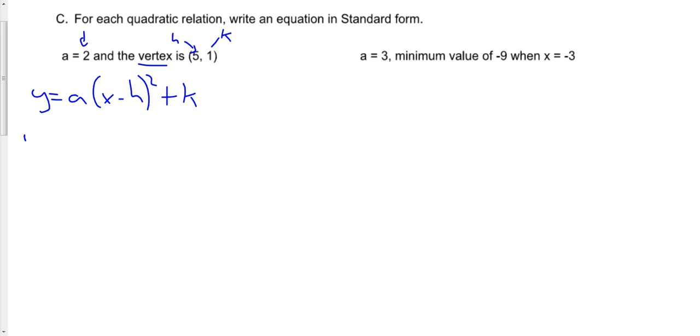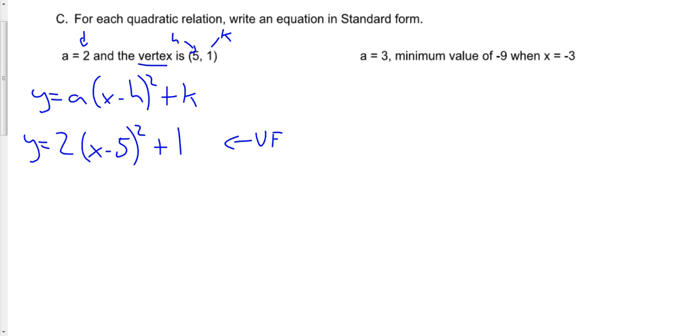So I'm going to substitute in those values now. Instead of a, I'm going to put in 2. Instead of h, I'm going to put in positive 5, which becomes negative 5 inside the square. And then my k value is positive 1. So this here is my vertex form of the quadratic equation. I'm going to put a VF beside it. Now what I need to do is convert that into standard form.